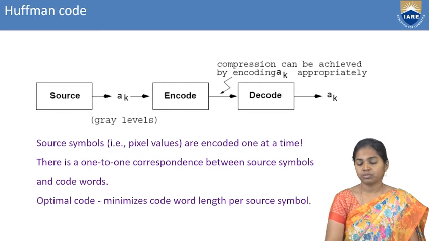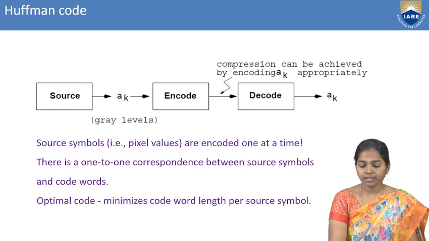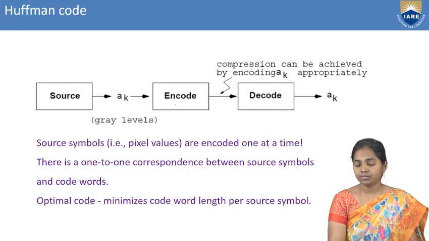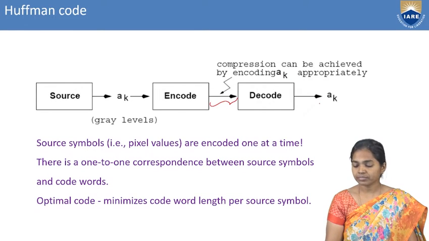In this Huffman code, what are the basic blocks? Source. Source is nothing but our input signal. Here, AK is nothing but gray levels. With the use of the encoder, it converts whatever the gray level is into binary form. Compression is done between encoding and decoding, where we compress the data. So compression can be achieved by encoding AK, and the output is AK, which we represent with gray levels.